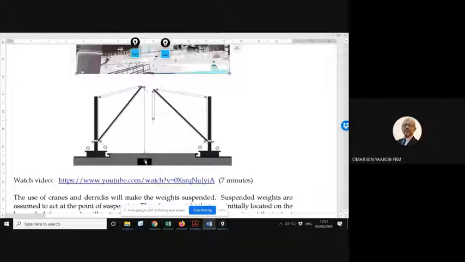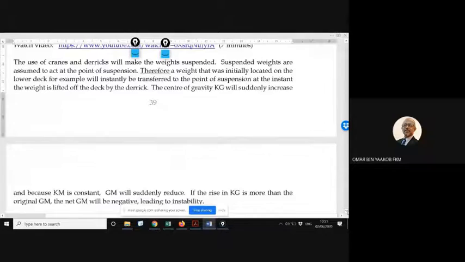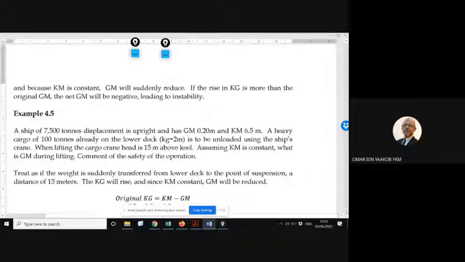And the G movement is weight times the distance moved, divided by the total displacement. So if this distance is very high, you have G moving very high up. G dash is quickly shifted up, and if it goes beyond the metacenter, then the ship will capsize because GM is negative or zero. So this is what is being explained here. There is a worked example, so you can see the example.